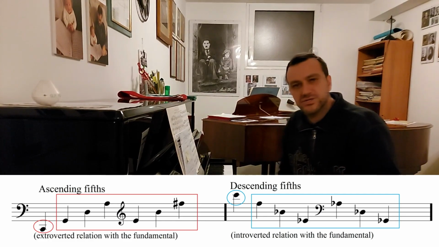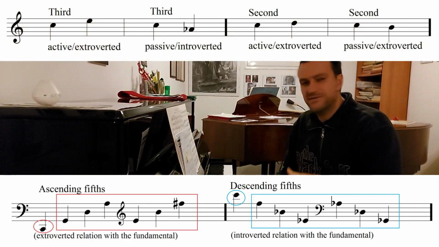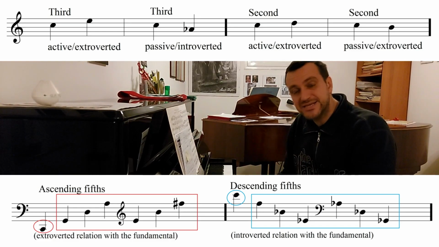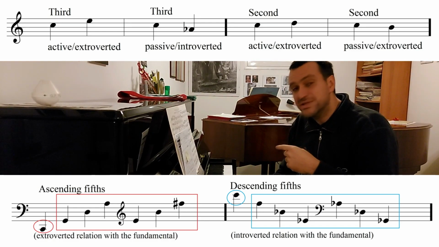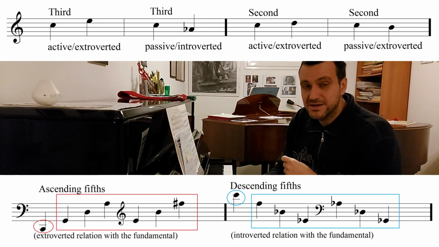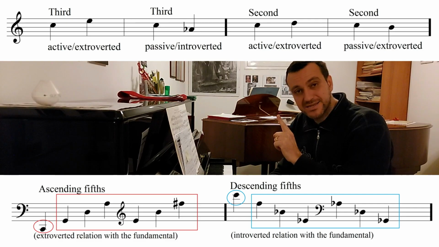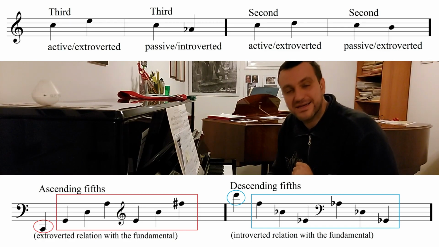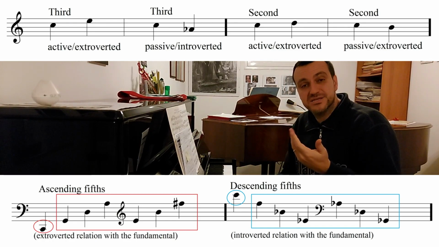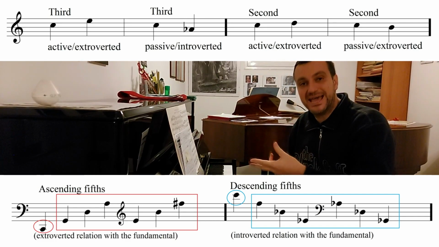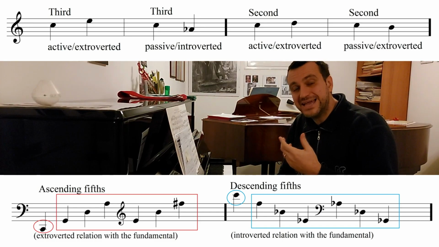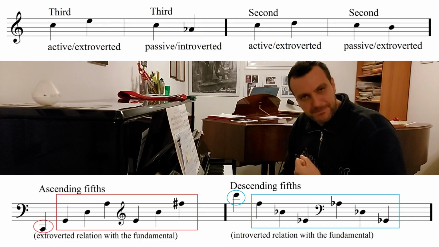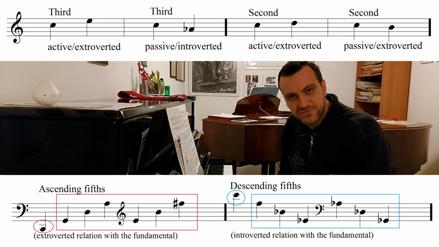Well, let's look at some other intervals, less important. Like, for instance, the third, you have C, E. Okay? This is a third, this is active, and is extroverted. But if you get C, A flat, well, this is a third too, but you can see that this is passive and introverted, because A flat is in the lower circle of fifth. And you can get C, D. This is a second, active, and of course extroverted, and you can get C, B, which is of course a second, is passive, and is extroverted.